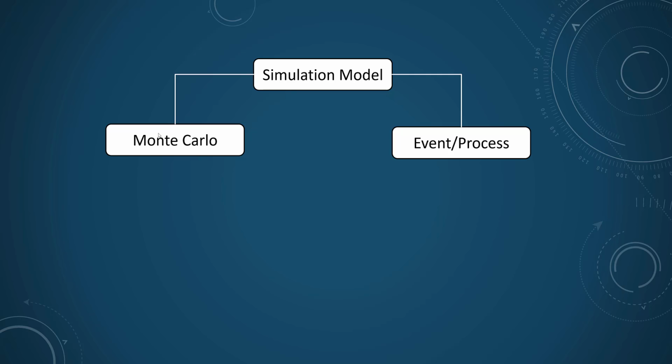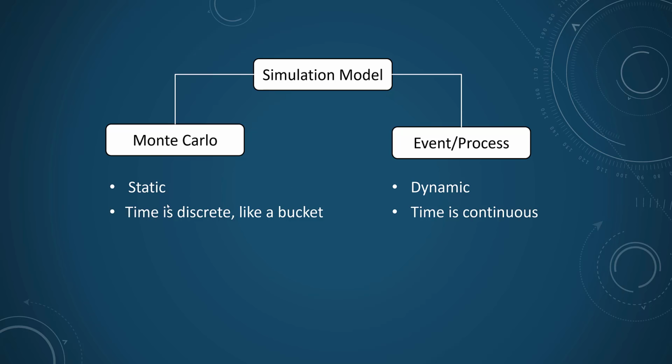All right, so let's look at the contrast between these two broad categories of simulation modeling. So one, Monte Carlo, is static, not in the sense of the analytical approach from the previous slide, but I'll explain a little bit more about this in just a second. This is more dynamic, which really means time here is considered as discrete, like a bucket. So you specify, okay, I'm going to look at one day.